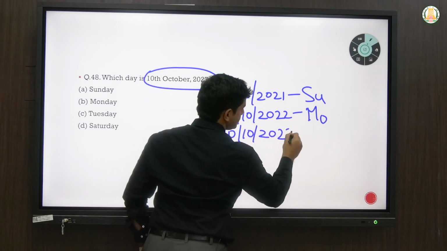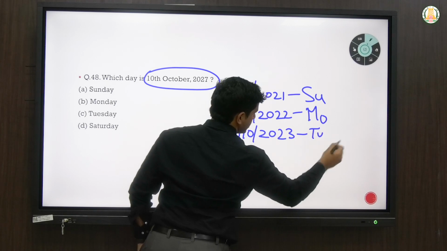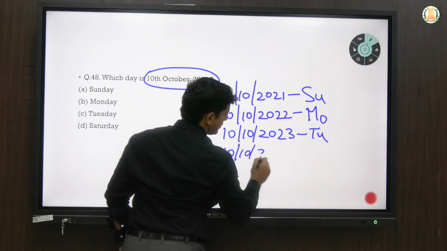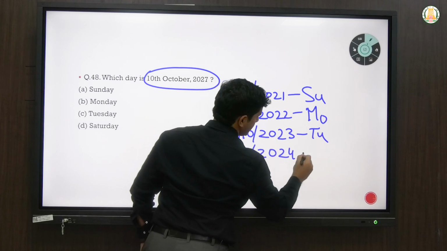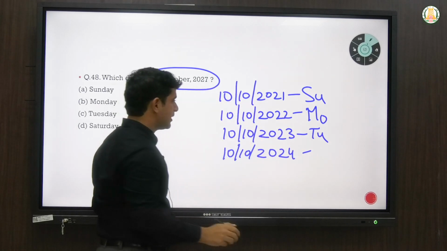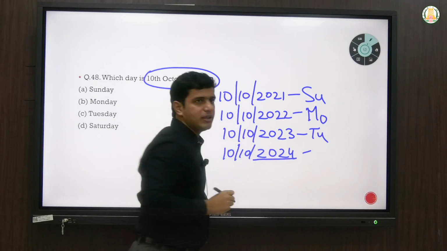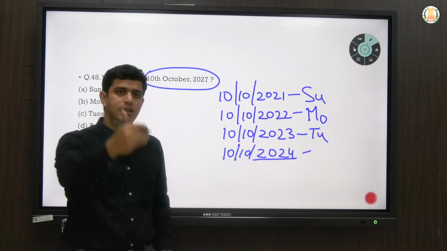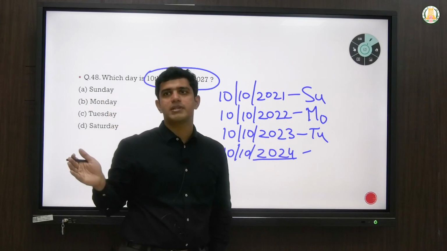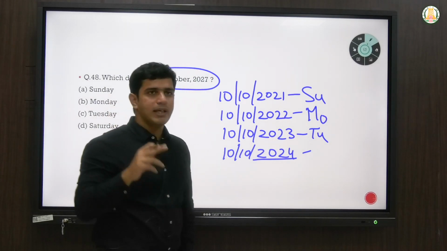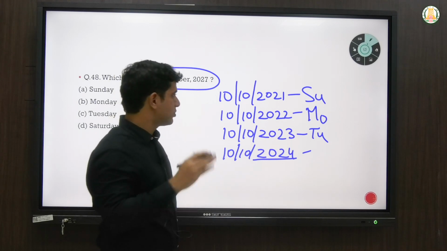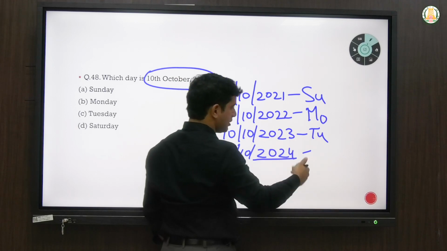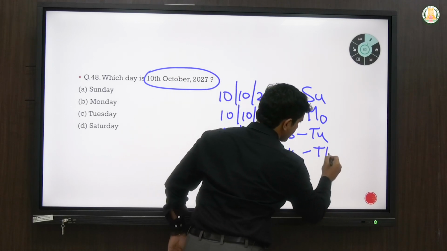10/10/2023 will be? Okay, Tuesday. Then 10/10/2024 will be what? Yeah, Thursday, because it's a trick here. 2024 is a leap year. So any day that comes after February 29th will have an extra day added to it from the normal sequence, because the 29th day in February gets added. So you will get an extra day. So it had to be Wednesday, but because of the leap year scenario, it becomes Thursday.